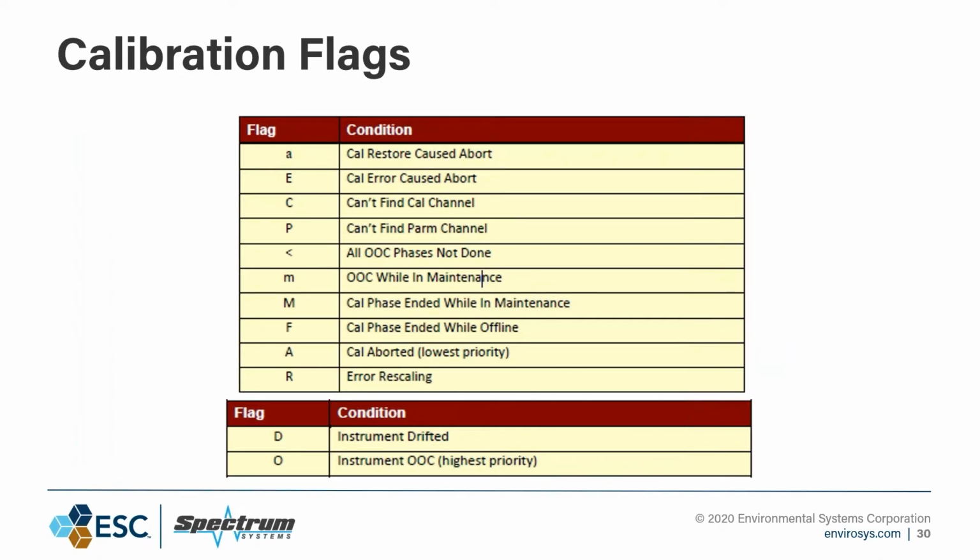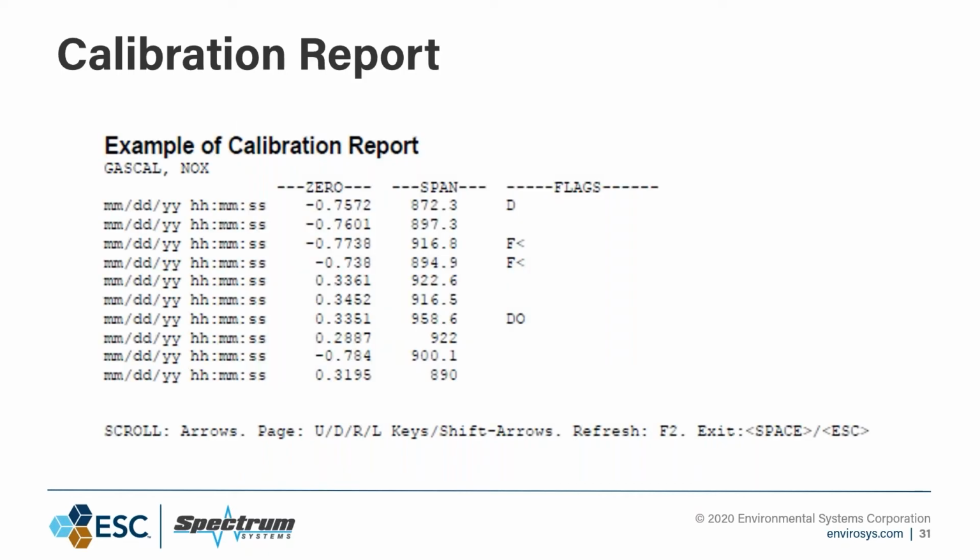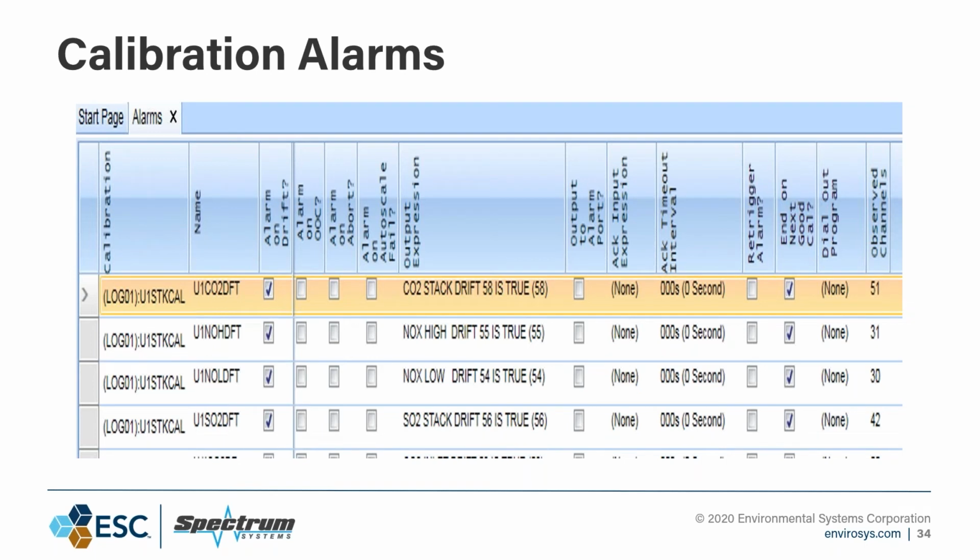These are calibration flags, and this can only be seen in the calibration report in the data controller itself. That does not pull data into StackVision. This is an example of the calibration report. In the calibration alarms, remember cal drifts do not put any flags on the average data. They're only seen at the controller, and they can trigger alarms at the controller.